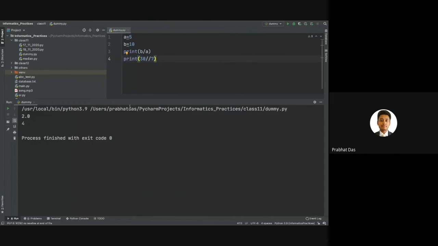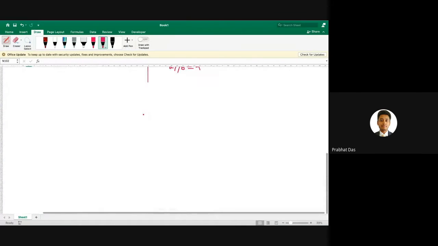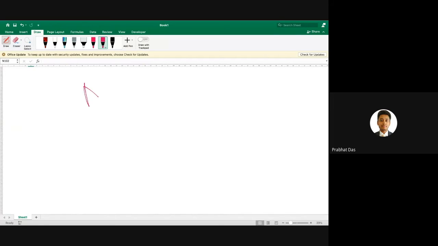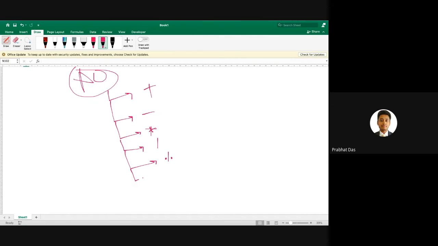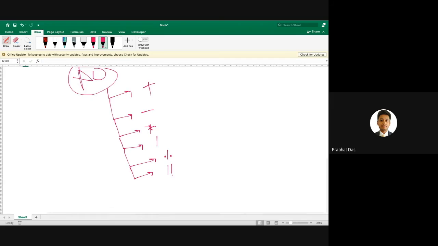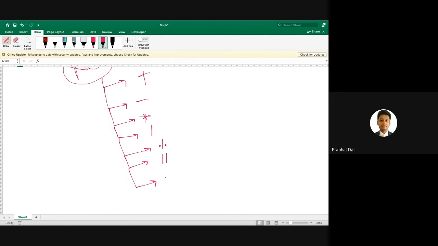Okay, so if we talk about arithmetic operators, then the entire concept can be classified as follows: arithmetic plus, arithmetic minus, arithmetic multiplication, arithmetic division, modulo division, floor division, and last but not the least, the calculation of exponential values.